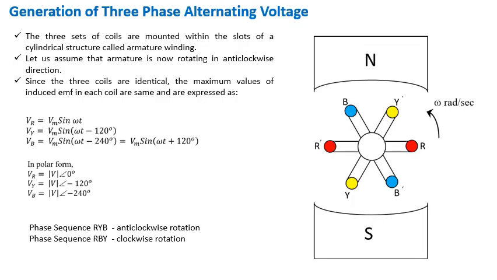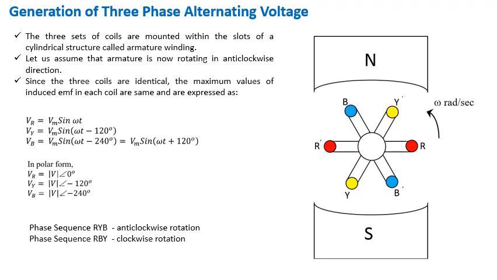Now let us study how three-phase alternating voltage is generated, because we have seen single-phase voltage generation, which follows Faraday's laws of electromagnetic induction. In the same way, three-phase AC generation is achieved. Here we are considering two poles, north and south, and there are three sets of coils. In the previous case, when we discussed the single-phase generator, it had only one coil, but here we are considering three sets of coils.